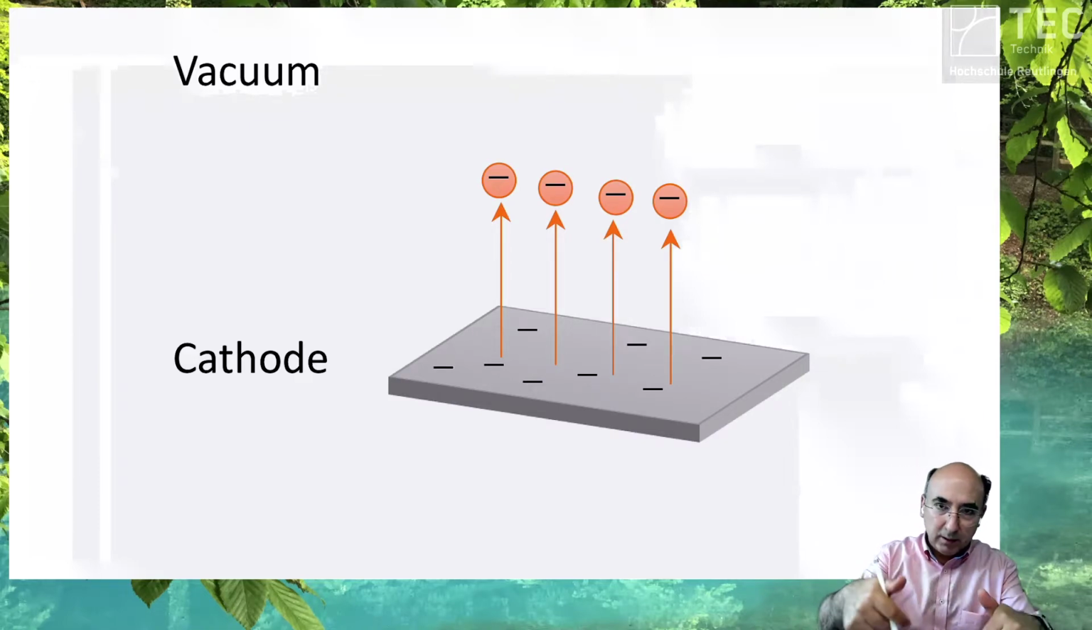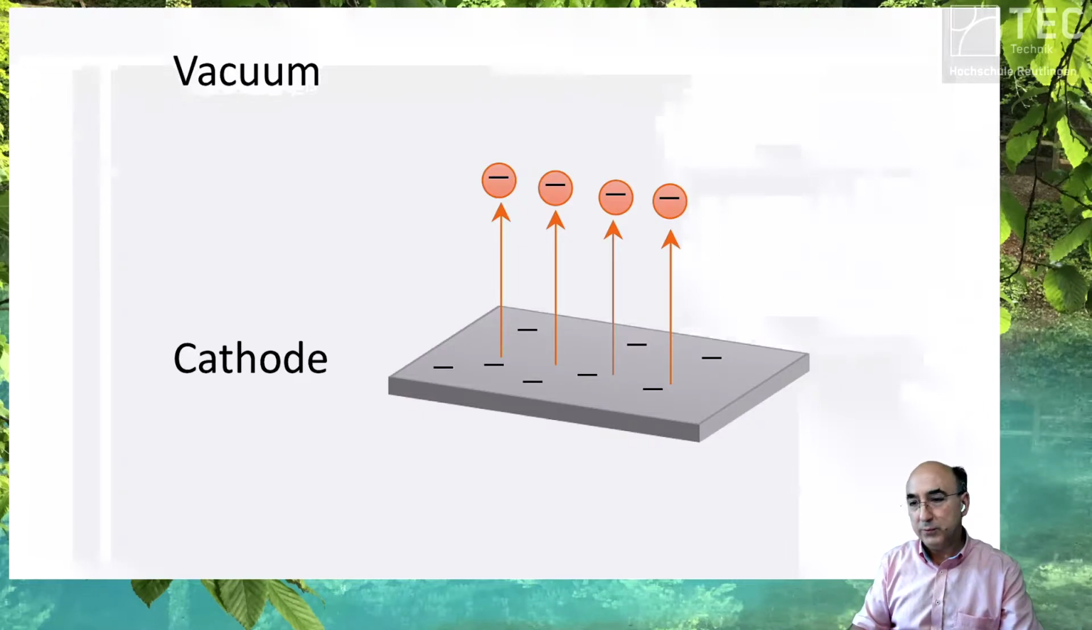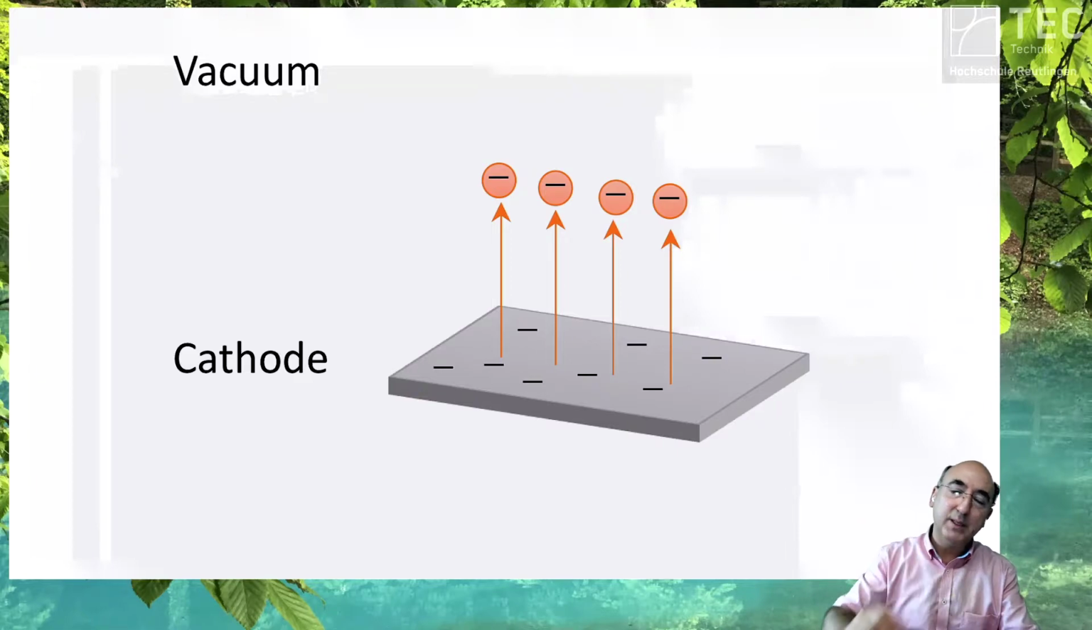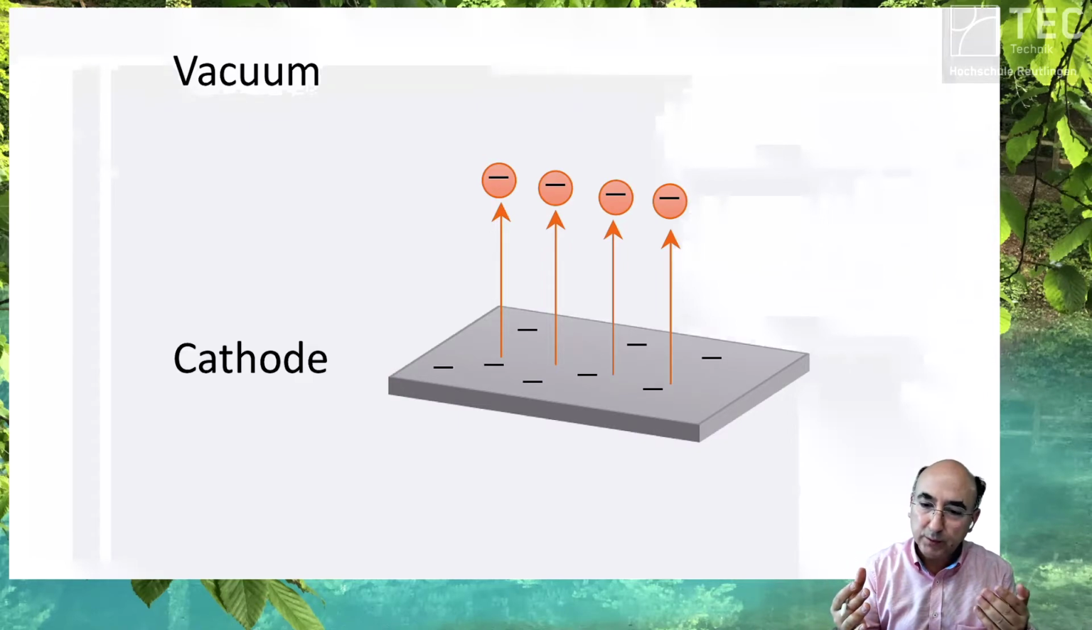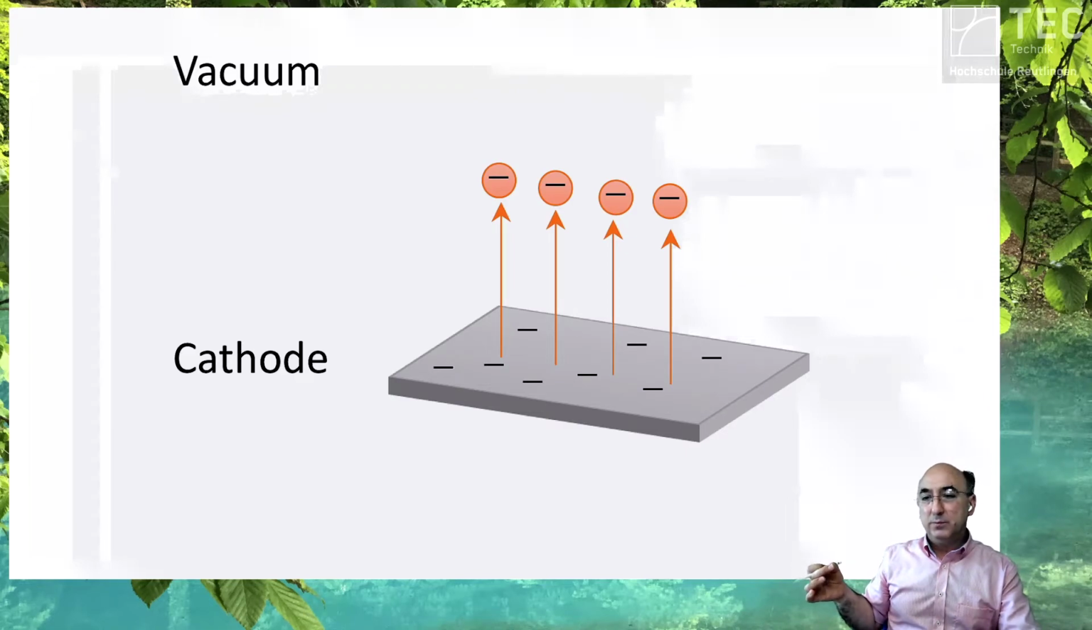And in the metal, you have for sure electrons. The Fermi level is above the conduction band edge. You have electrons without the need of temperature. You have electrons in excess. How do you get these electrons out?